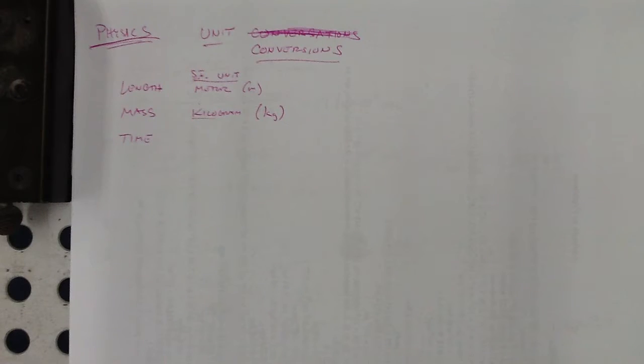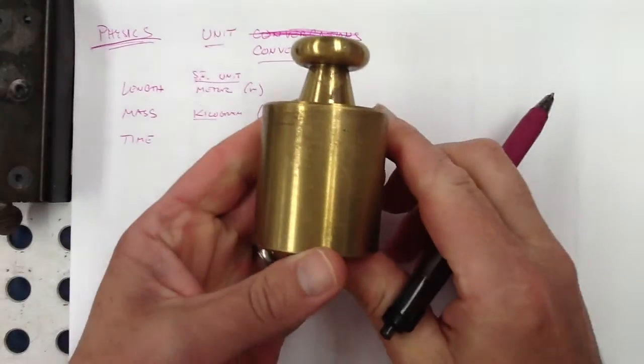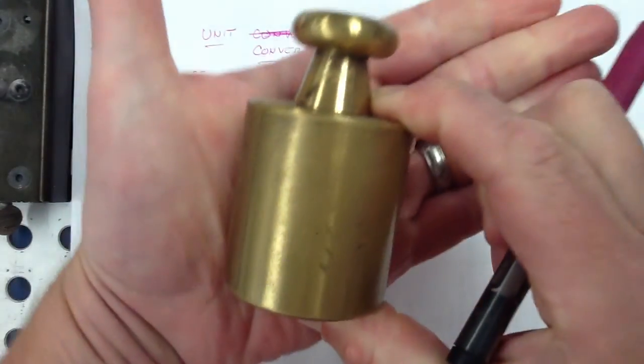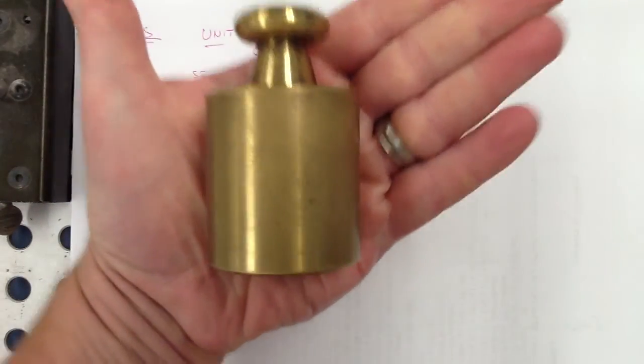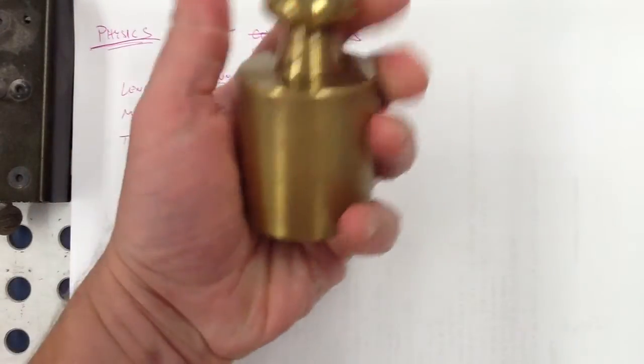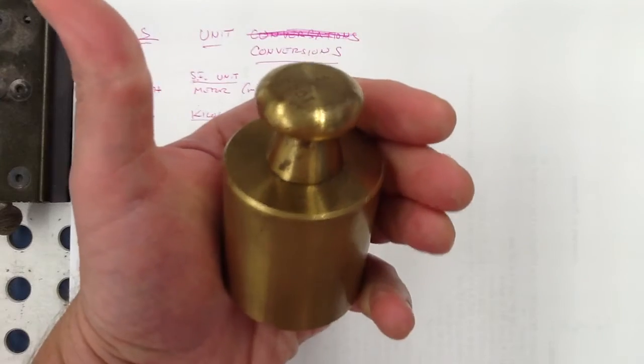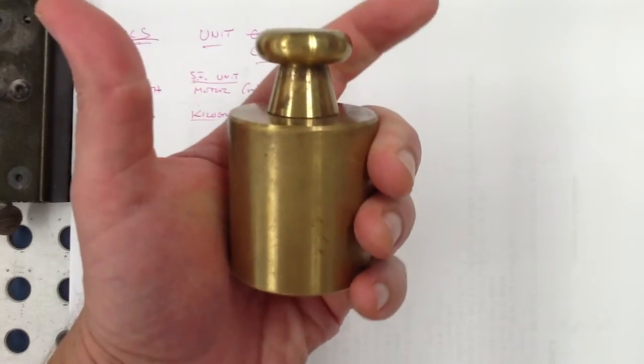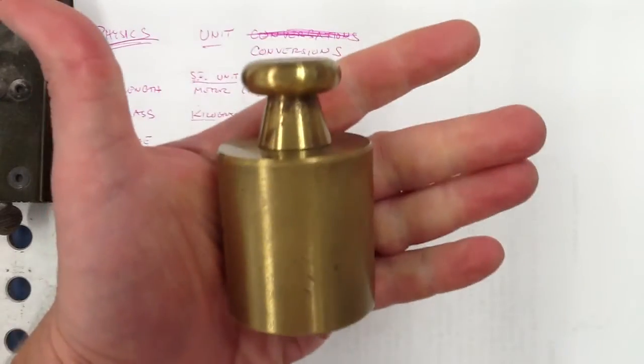Here's one of the copies. This is, I guess, technically a copy of it that I have. And you can see about how big that is in the palm of my hand. This is 1 kilogram. It's pretty dense. If I could put it into your hand, you'd be like, oh, that's a little heavier than it looks. But this is 1 kilogram.